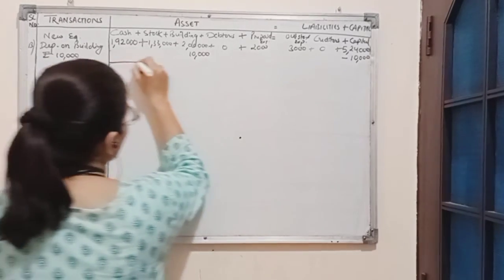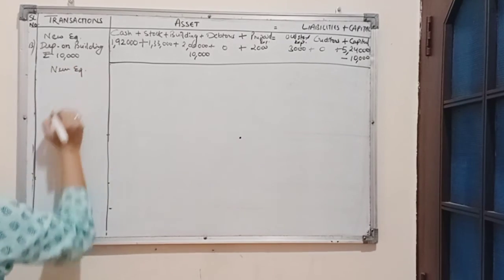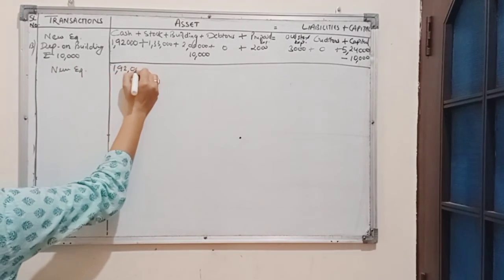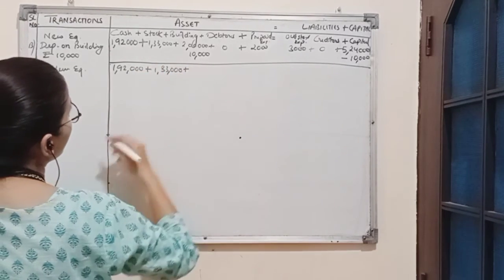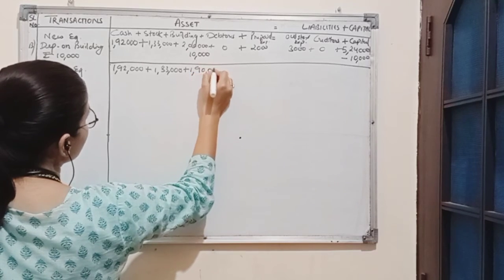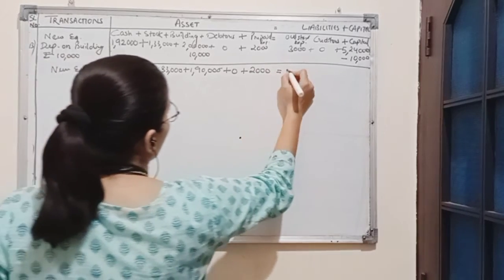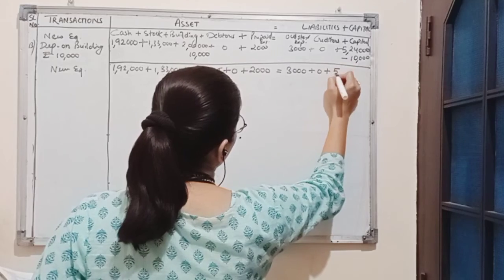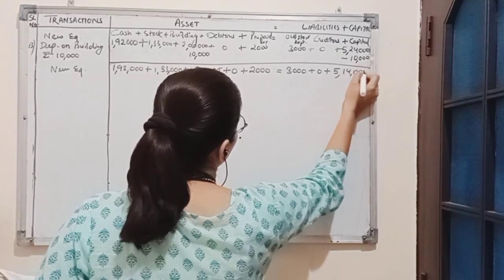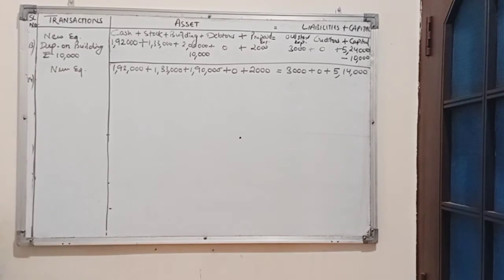So by solving this equation, we will get a new equation here where cash is amounted to rupees 1,92,000, stock 1,33,000, building rupees 1,90,000, debtors 0, prepaid expenses 2,000, outstanding expenses 3,000, creditors 0, and capital 5,14,000. Now 14th transaction is fresh capital invested.